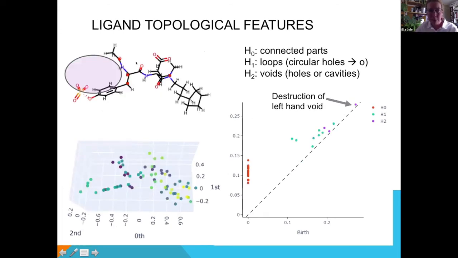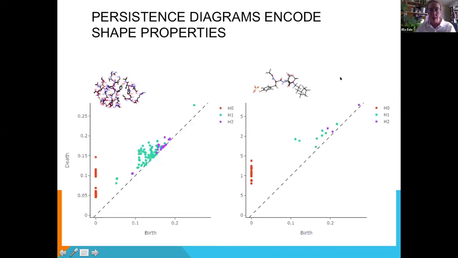We can do the same thing with the ligand. This is the ligand that goes in that protein binding pocket, and it's the same sort of thing. It even includes things that chemists wouldn't necessarily pay attention to, such as this void here, which is this point here. But the point is that you could look at these persistence diagrams and figure out from the shape, hopefully, whether the ligand would fit into the binding pocket. There's a lot of information in here.